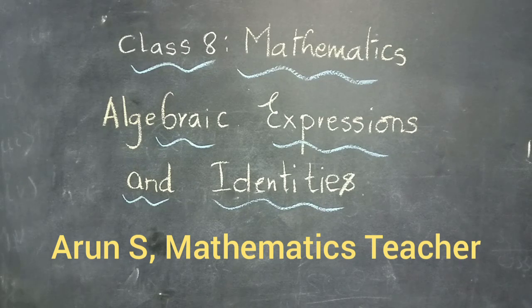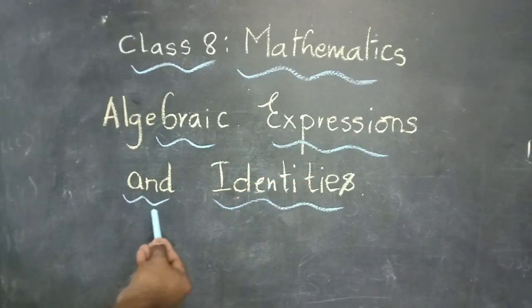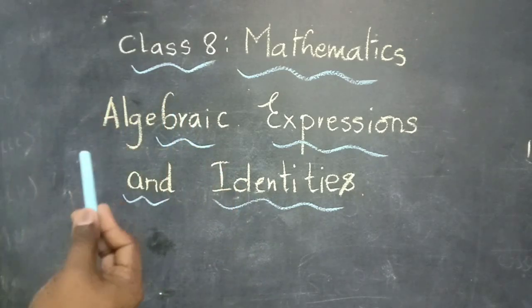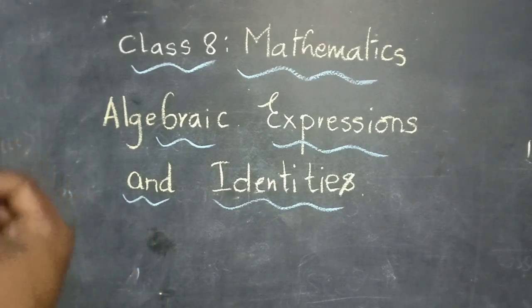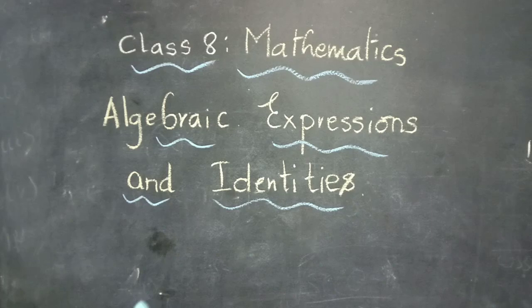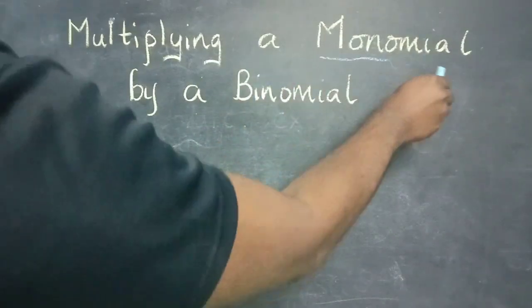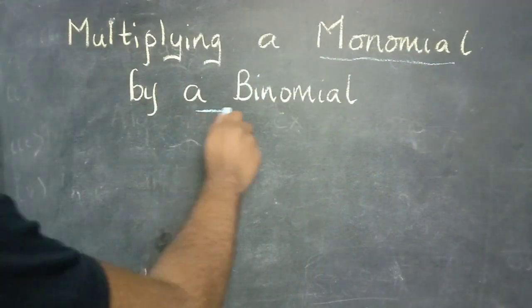We are learning the unit Algebraic Expressions and Identities. In the previous video, we have learnt multiplication of monomial by monomial. Now, in this video, we will try to learn multiplication of monomial by binomial, polynomials and so on. Students will learn how to multiply a monomial by a binomial.